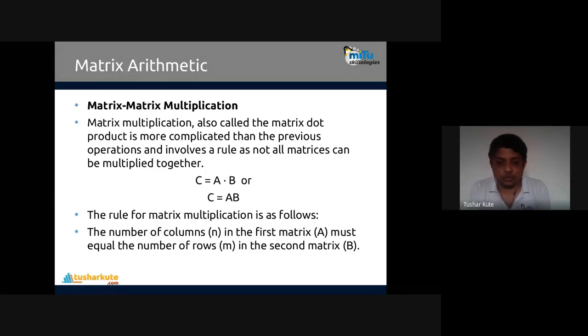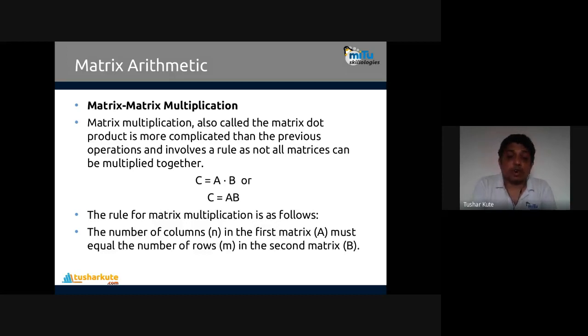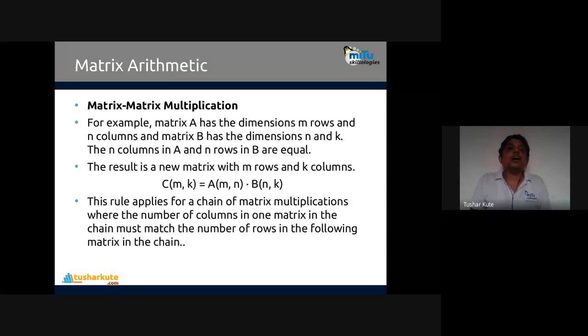The rule for matrix multiplication is as follows. We know that it will be a revision for you. The number of columns in the first matrix A must be equal to the number of rows in the second matrix. Correct? Because they are multiplied one by one, just like vectors are multiplied. For example, matrix A has dimension m rows and n columns, so matrix B should have dimension n rows and k columns. So n columns in A and n rows in B are equal.